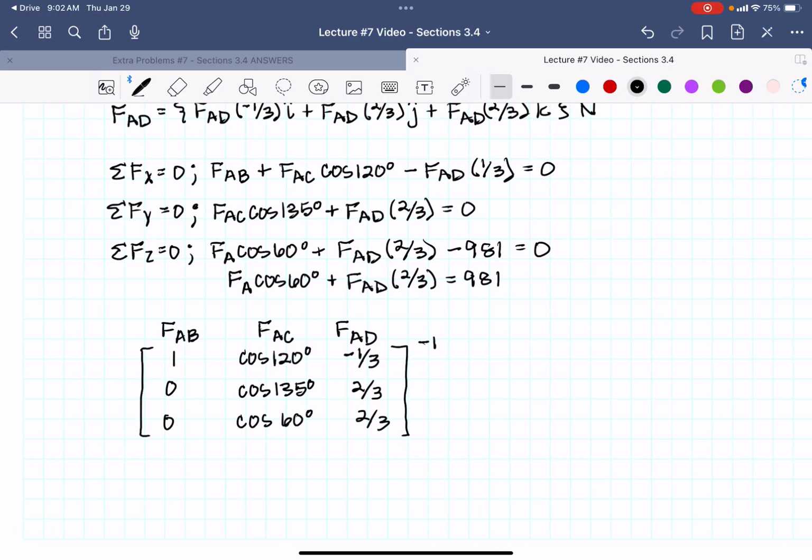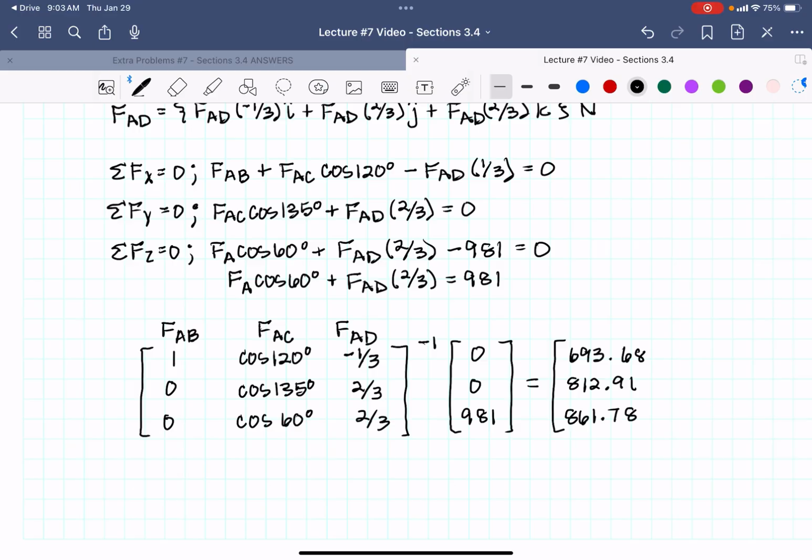And we're going to multiply that by our second matrix, which is going to be all the scalar values, which the first equation has 0, second equation has 0, and the third equation has 981. I'm going to type all that into my magic calculator. Let's do a little magic, and I get back 693.68, 812.91, and 861.78. That's what I get back.